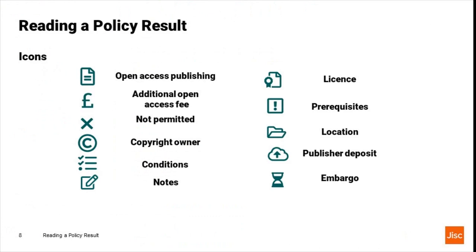The new iconography scheme included in the new version of Sherpa Romeo contains the following icons: Open Access Publishing, Additional Open Access Fee, Open Access Not Permitted, Copyright Owner, Conditions, Notes, License, Prerequisites, Location, Publisher Deposit and Embargo. For more information on publisher policy icons, please refer to our Publisher Policy Icons tutorial video located on the help page.